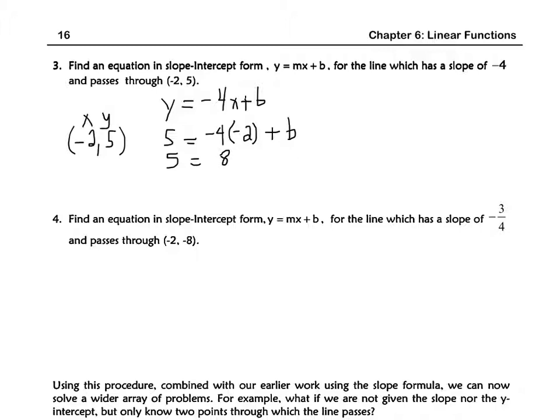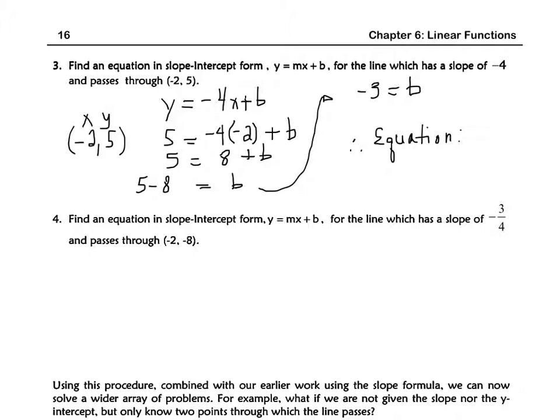So therefore 5 has to equal 8 plus b, which means we have to subtract 8 from both sides to get b by itself. And that gives you a b value of negative 3. So therefore your equation is y equals, slope was negative 4, x, and the b value, the y-intercept, was negative 3. And that's your equation.